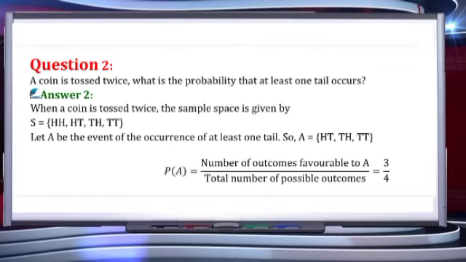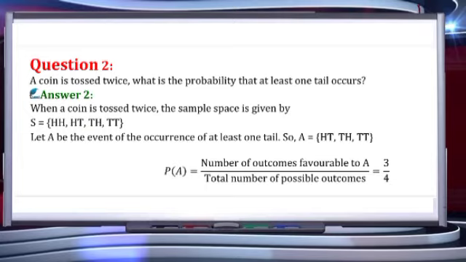Now next, question number 2 is: a coin is tossed twice. What is the probability that at least one tail occurs? Students, here at least one tail occurs, so that means if both tails come, that is also a valid outcome for us. That is a favorable outcome for us.